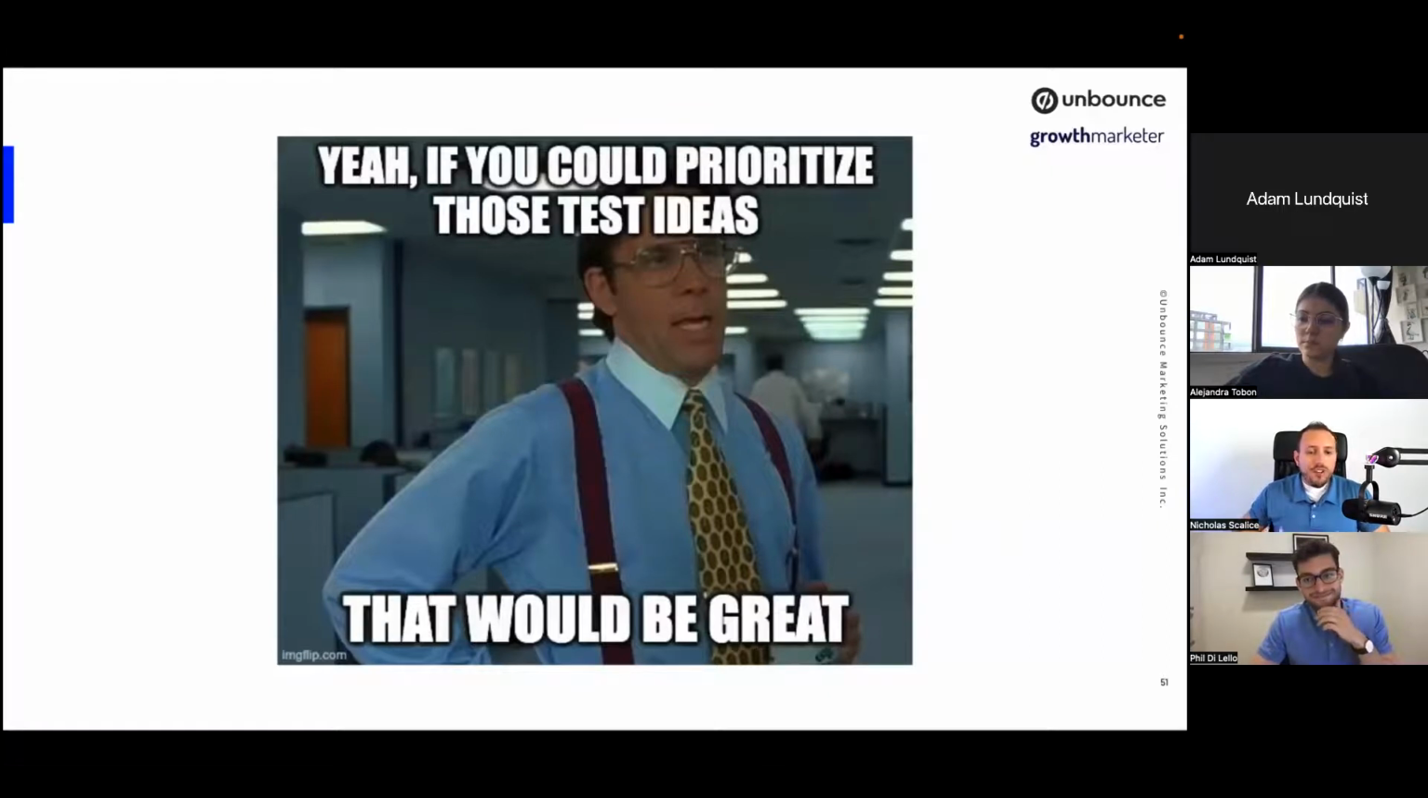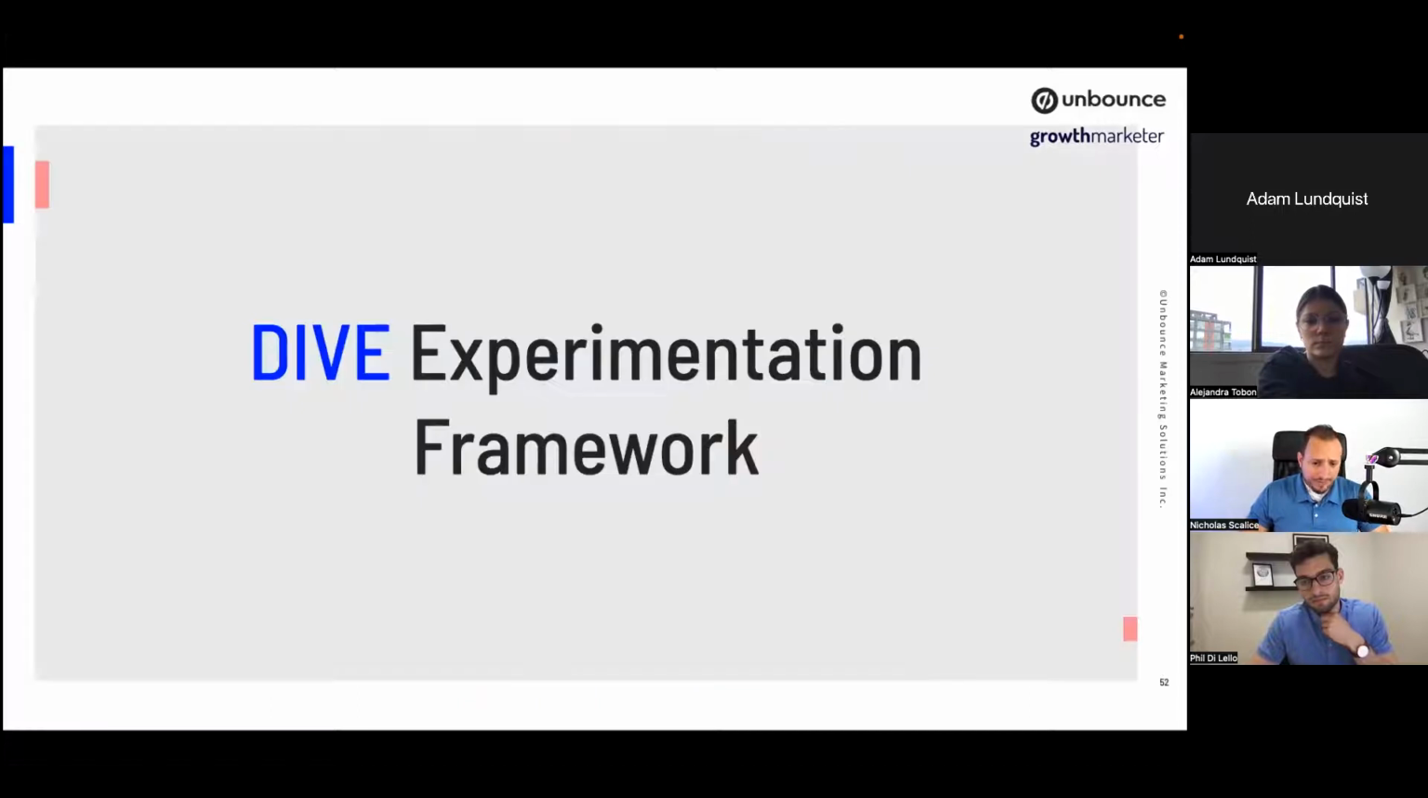So the idea is to prioritize what test or tests you should run next. Now, there's a lot of prioritization frameworks out there. Some of you may have heard of something called the ICE framework, which Sean Ellis over at Growth Hackers made famous. There's the PXL framework, there's PI, there's a whole bunch of them. We actually created one at our agency, Earnworthy, and it's called the Dive Experimentation Framework.